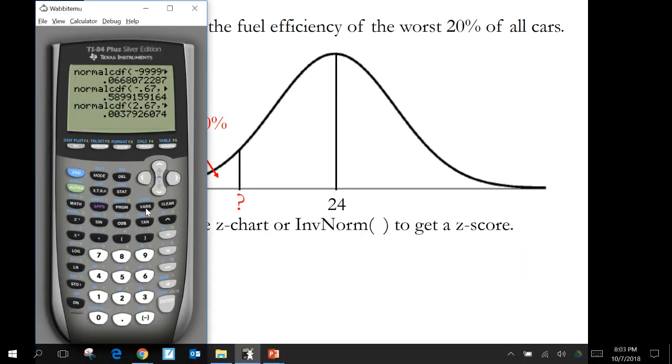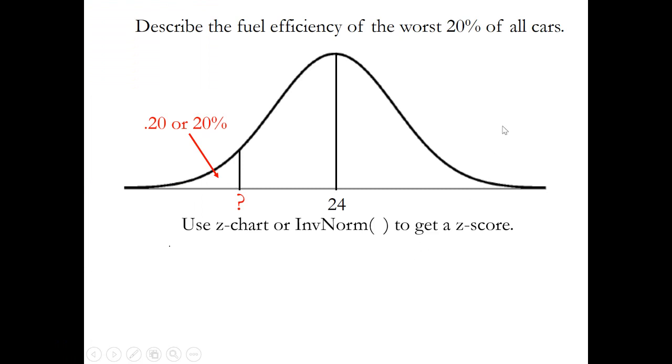So I go second vars, because I'm still in distribution. And here's my inverse norm. It asks me for area. Now the calculator always works from left to right. The area I want is on the left and it's 0.2. Mean of 0, standard deviation of 1, because it's a z-score. And I get a z-score of negative 0.8416. However, that's a z-score. This is in miles per gallon. So I need to convert that negative 0.8416 into miles per gallon. Well, normally for a z-score, z equals x minus the mean over the standard deviation.